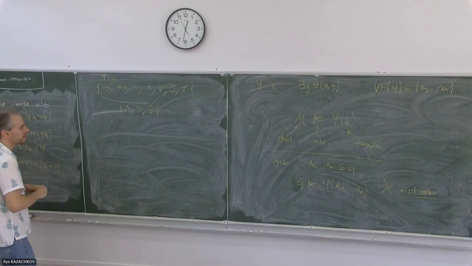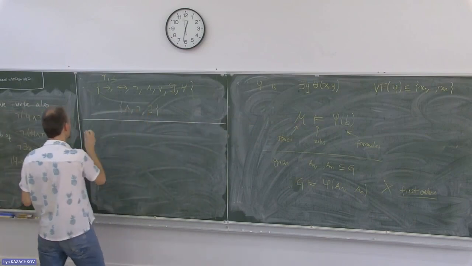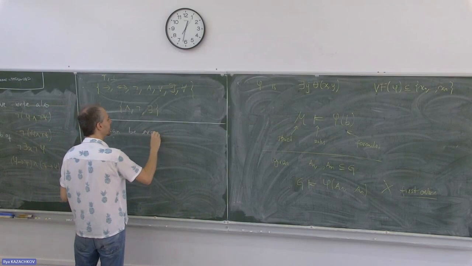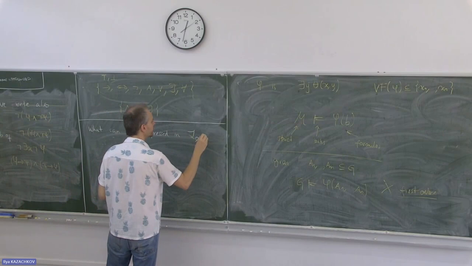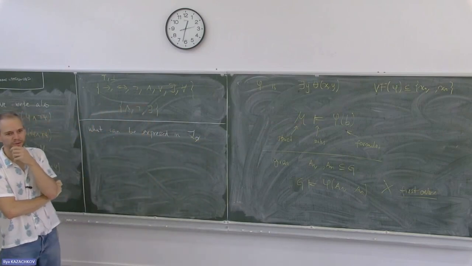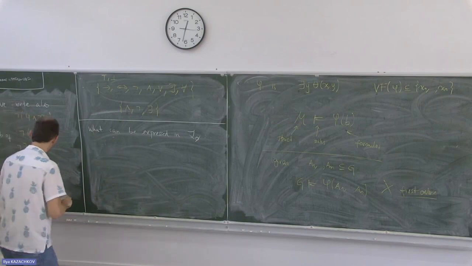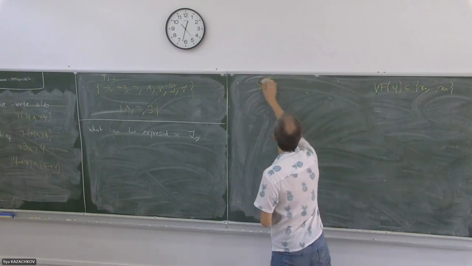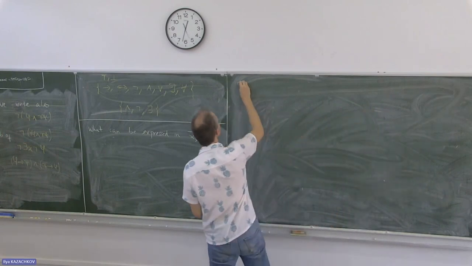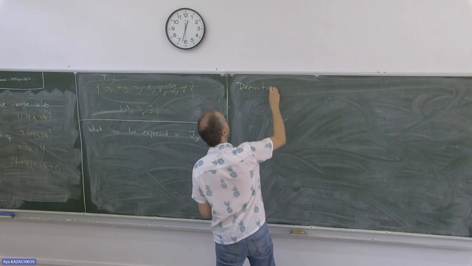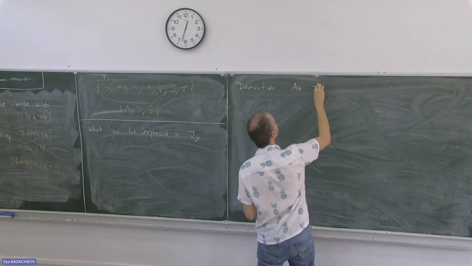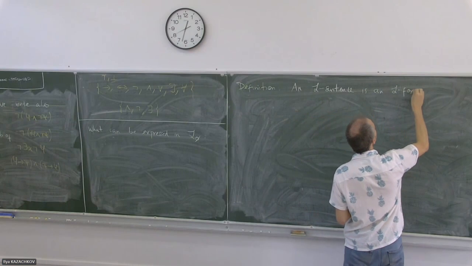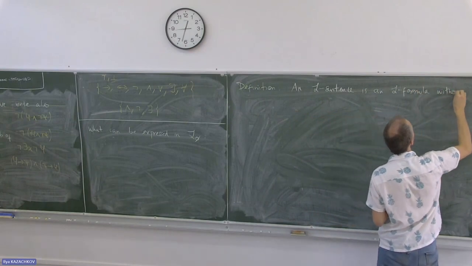Okay, let's perhaps say a couple of things about expressing things. Perhaps this is what can be expressed just in the empty language. This is perhaps informative. Let me give you a definition. Lastly, this is a definition. An L sentence is an L formula without free variables. Okay?